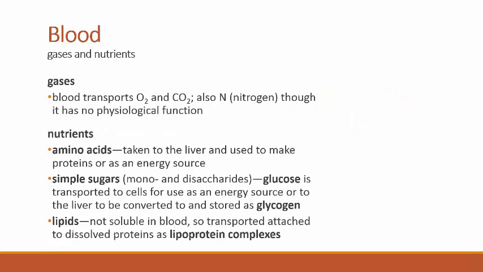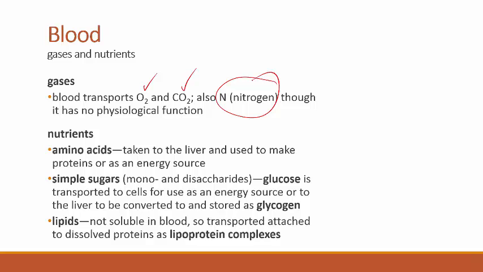So that's not the only thing that's carried around in blood, though. Gases and nutrients make their way in the blood. So we transport oxygen and carbon dioxide. There's a lot of nitrogen also dissolved. In fact, it's the most by percentage. It's the most abundant dissolved gas in blood. But it doesn't have a physiological function. That's just a characteristic of the air that we breathe. It's like 70% nitrogen. So yeah, we've got a lot of nitrogen dissolved in our blood.